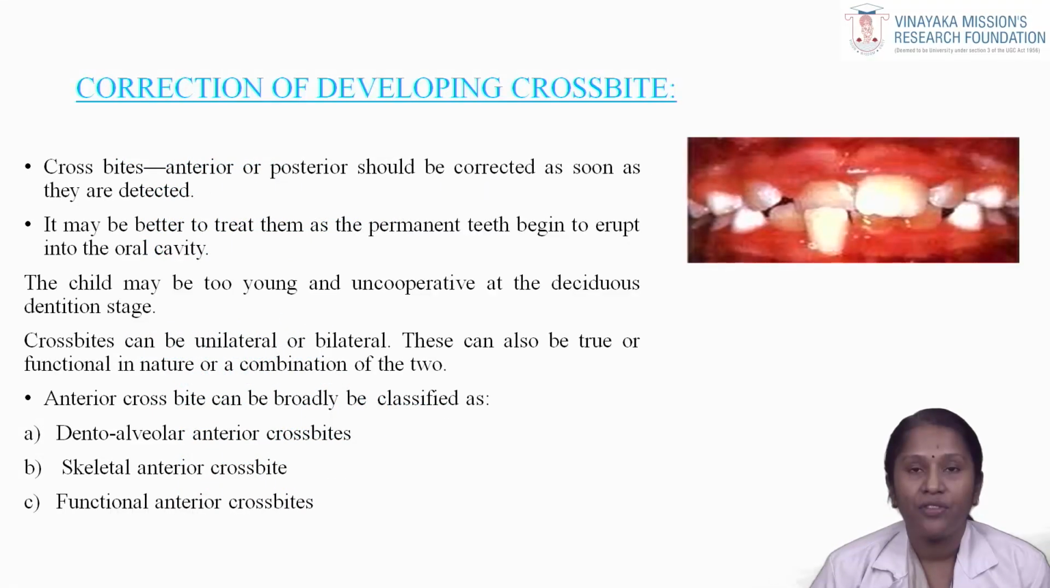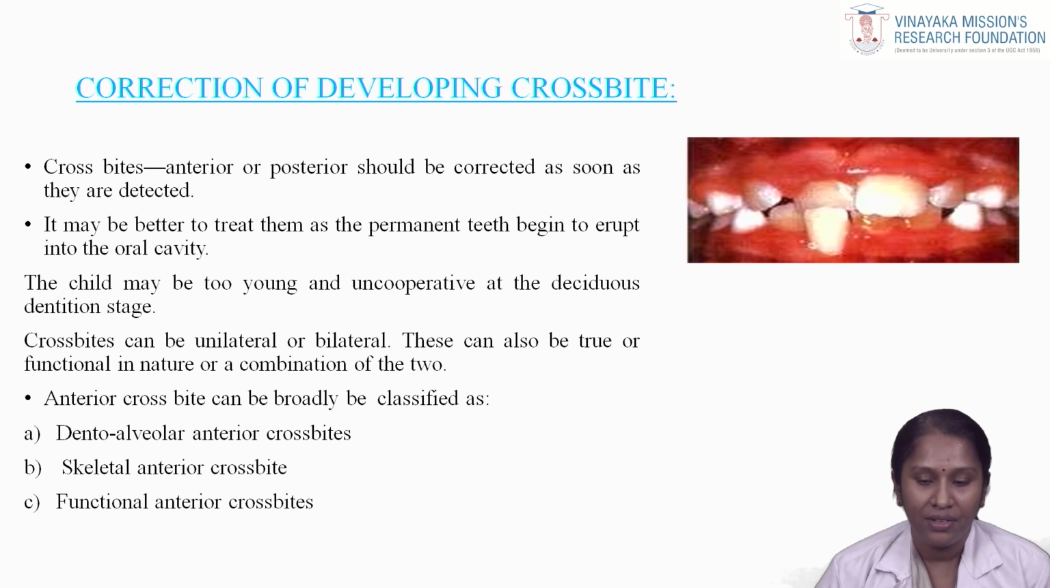Coming to correction of developing crossbite. Crossbite, anterior or posterior, should be corrected as soon as it is detected. It may be better to treat them as the permanent teeth begin to erupt into the oral cavity, as the child may be too young and uncooperative at the deciduous dentition stage. Crossbite can be unilateral or bilateral, true or functional in nature, or a combination of the two. Anterior crossbites can be broadly classified as dentoalveolar anterior crossbite, skeletal anterior crossbite and functional anterior crossbite.